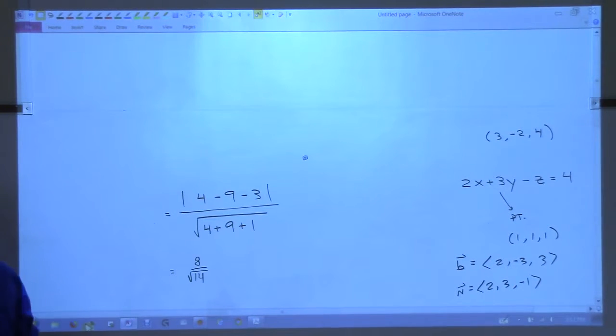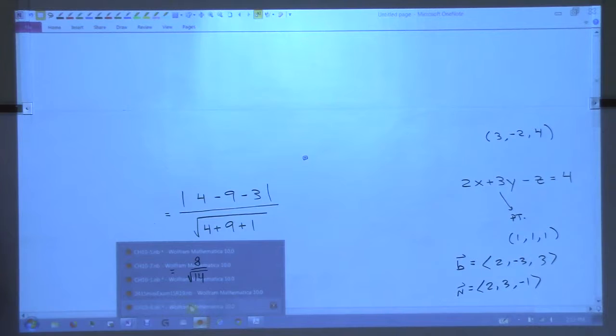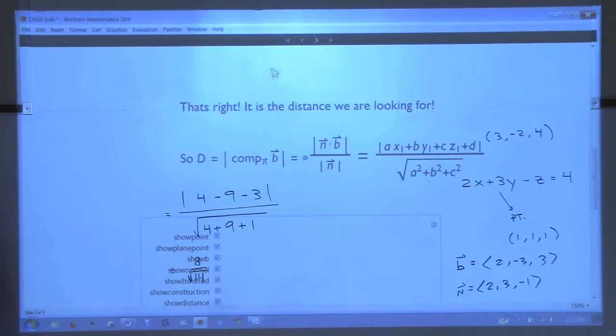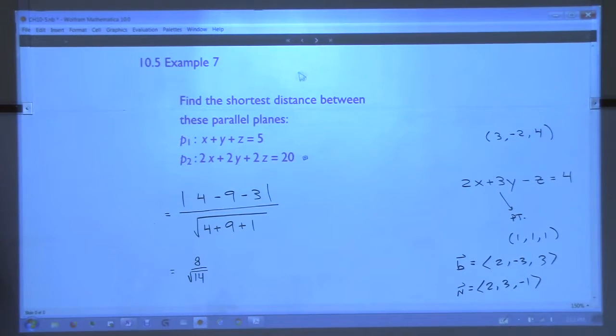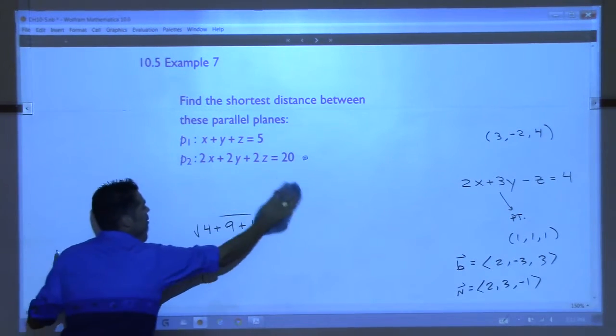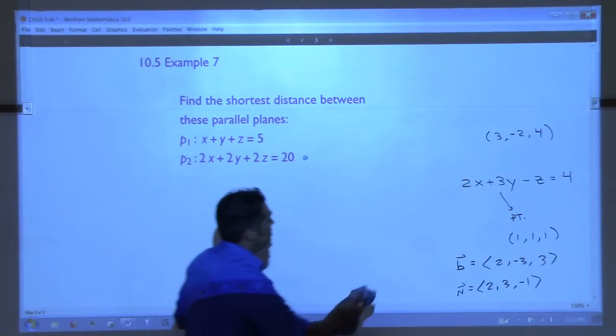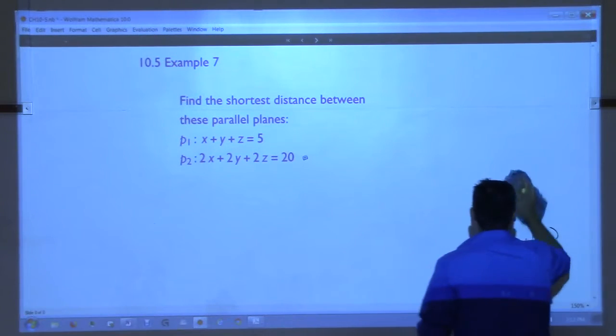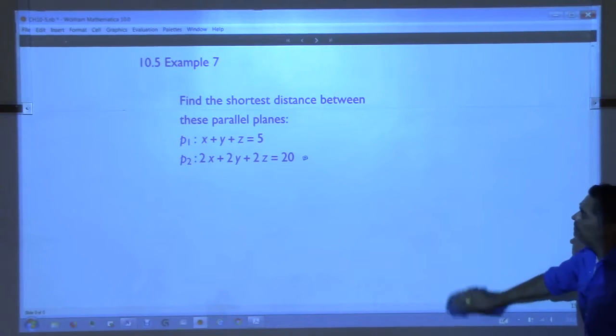Let's do another example. But this one will be worded a little bit different. So here, can I erase? Okay. So here we're given two planes, all right? And we're told that they're parallel.